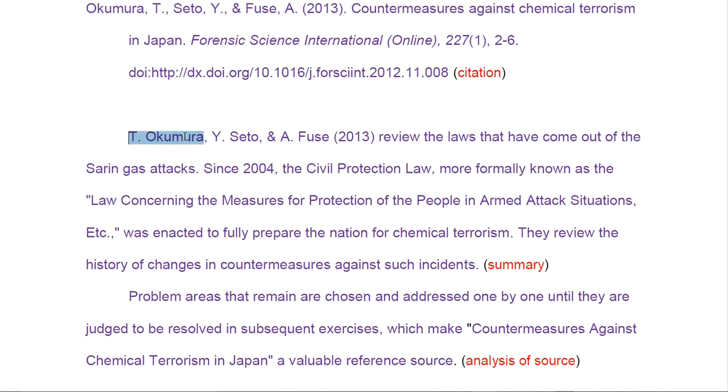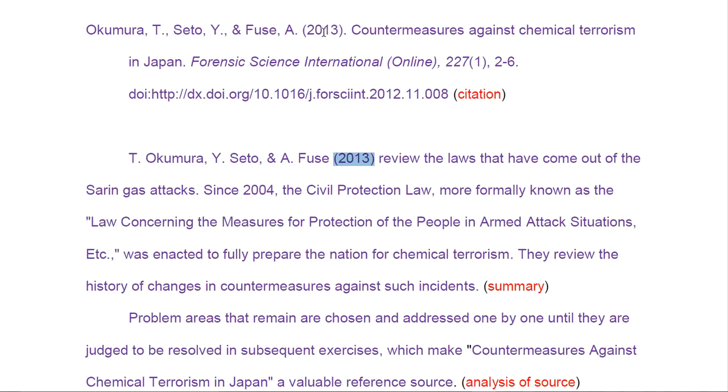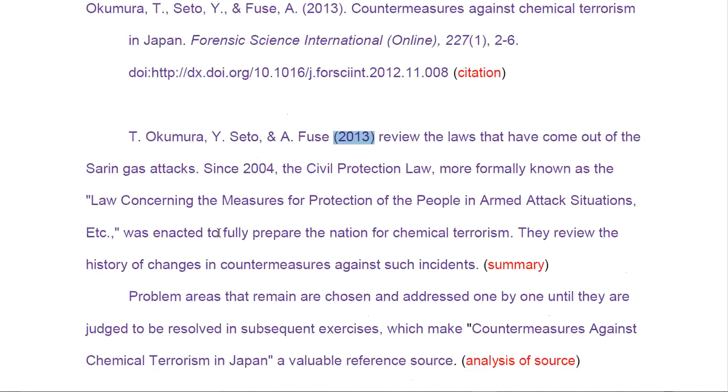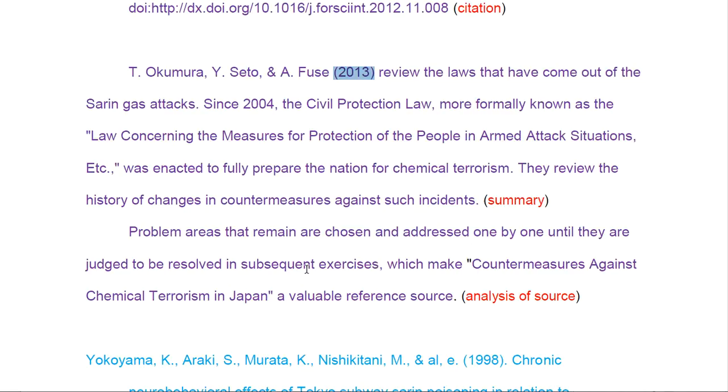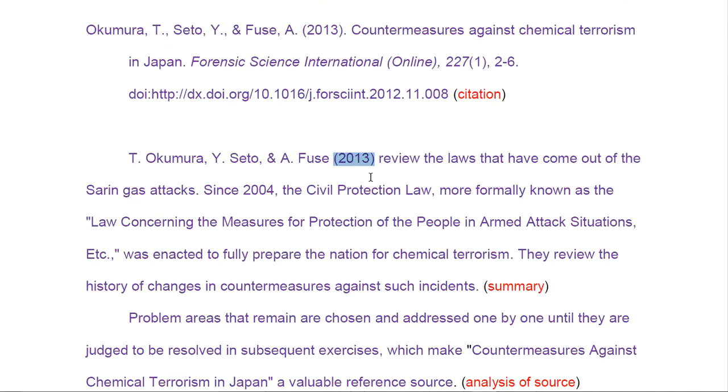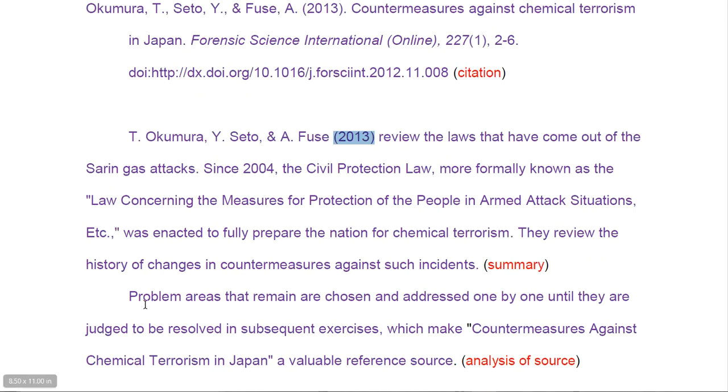The three authors, 2013, right, that's when it was published. Again, that is an APA convention. They review the laws that have come out of the sarin gas attacks, blah, blah, blah. It's enhanced to, they review the history of changes and countermeasures against such instruments. All right, so okay, here's what I wanted to show you. In my analysis, I talk about how I read it and what sense it made, etc. What I decided is it's a valuable reference source.